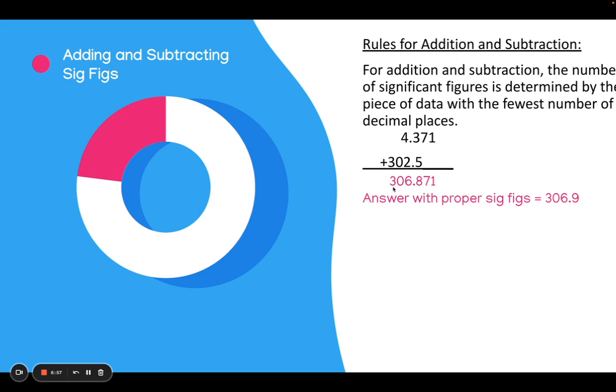You can see my calculator answer was 306.871, but the answer with proper sig figs is 306.9 because if I look at the 2 values, the first one has 3 places after the decimal, and in that second value, it only has 1 place. So I want to round to the last place that they have in common. So that's why we rounded the 8 up to 9, because trailing the 8 was a 7, right? 306.87, so the 7 rounds the 8 up to a 9. So the calculator answer is 306.871, but with proper sig figs, it would be 306.9.